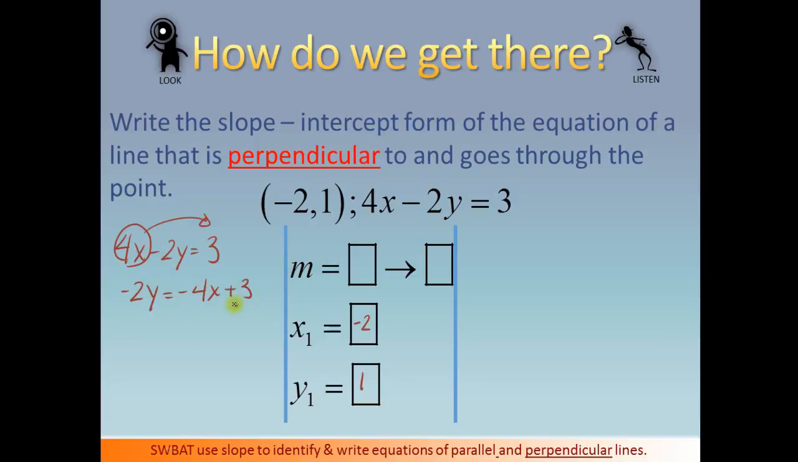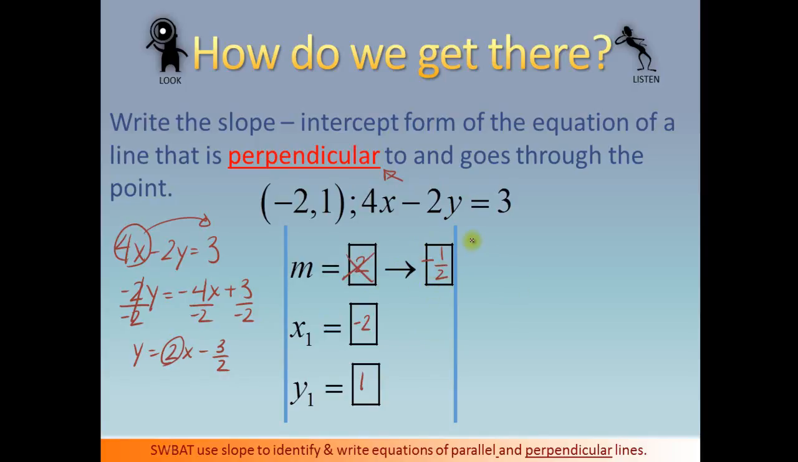Solving for y, take this 4x, move it over to the other side, so you have negative 2y equals negative 4x plus 3. Divide everybody by negative 2. Don't forget the negative. It's a small mistake that everybody tends to make. Then I get y equals 2x minus 3 over 2. So I know the slope of this line that I'm given is 2. Well, I want a perpendicular. It's critical for you to read that word. So I'm going to take the negative reciprocal. This is positive, make it the opposite sign, and take the reciprocal. So now this is the slope that I'm going to use.